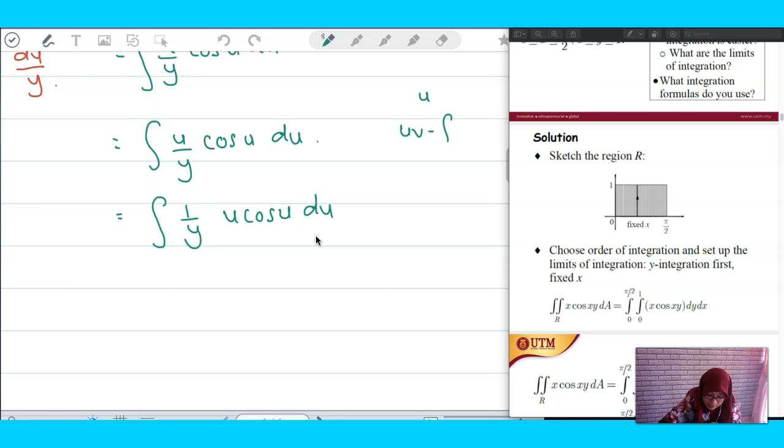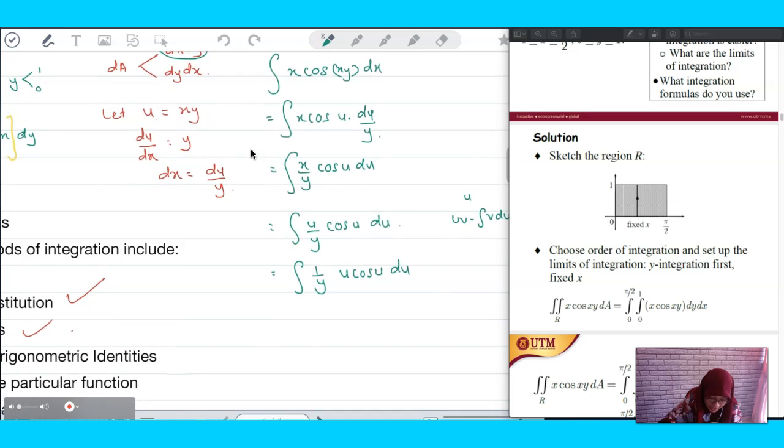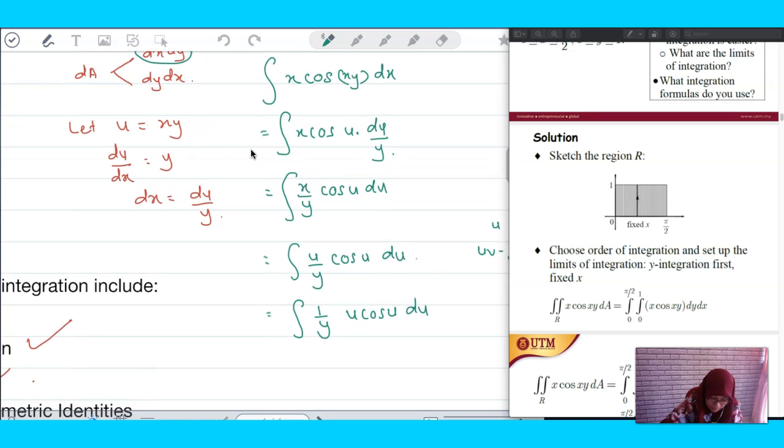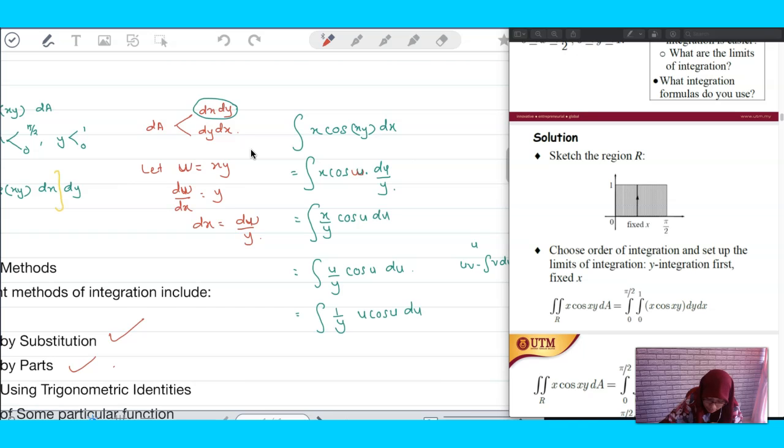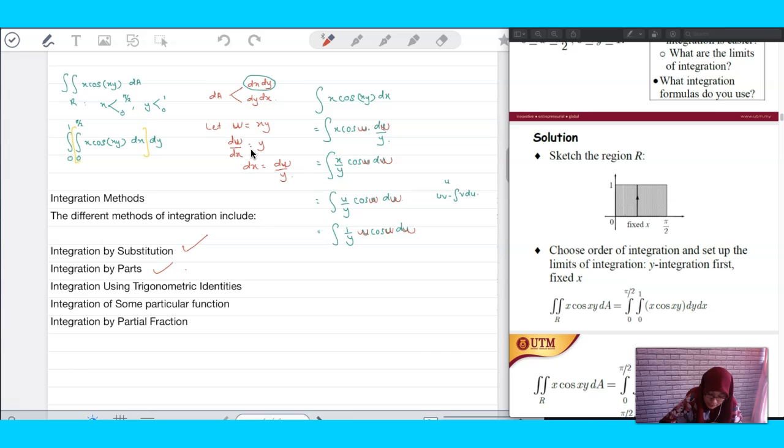uv minus v du. Okay, so a bit confusing because now we are using u, right? So let's say I change that to be w. So dw and then dw. Okay, so now you have w, dw, w, w, w, w, w, w, w.